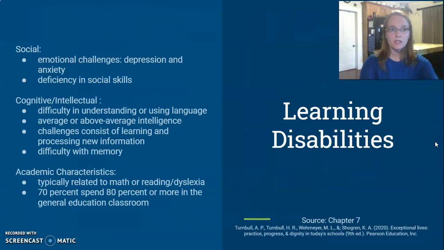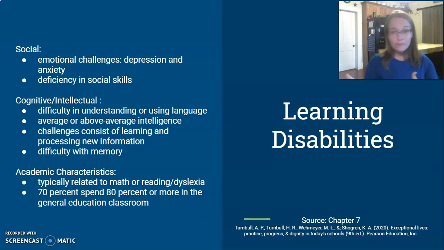We'll start with learning disabilities, which have attributes in the social, cognitive, and academic areas. They're going to deal with depression and anxiety because there's that deficiency in social skills. It's difficult for them in understanding or using language. They are above average or at the average intelligence, but they have challenges that consist of learning and processing new information or memory. This is typically in your math and reading areas, such as dyslexia.